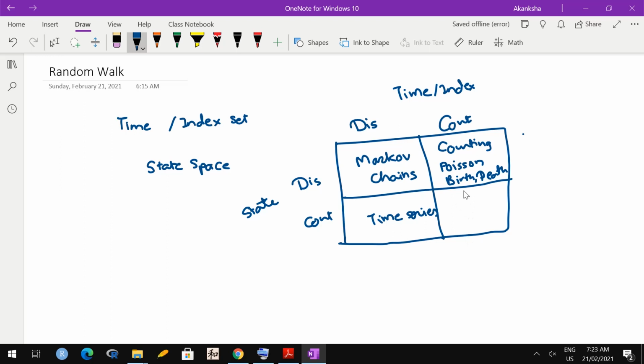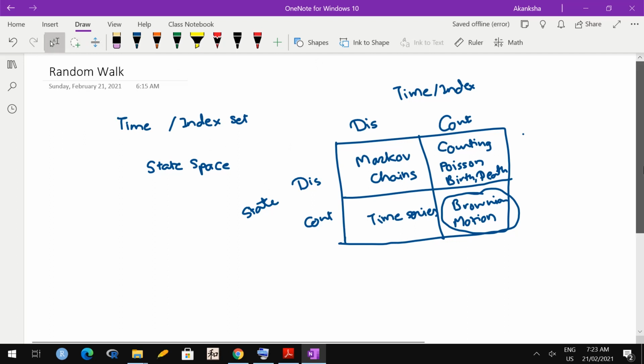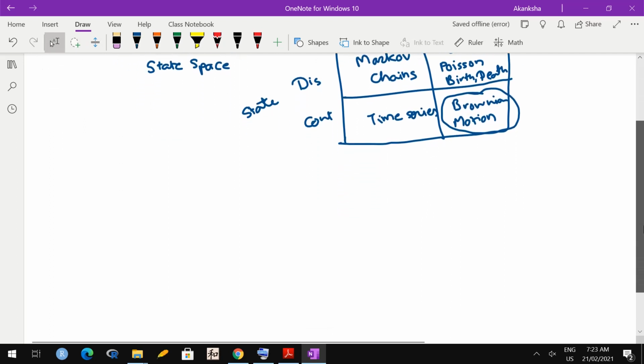And continuous thing. So time is continuous, state is continuous. One of the common examples of this is Brownian motion or Wiener process. So in this part, we are going to study Brownian motion. I'm sure you must have studied Brownian motion in the stochastic process course, but I'll still go through some basics which we would be needing here. Okay, so I'll be repeating a few basics which we'll need here.